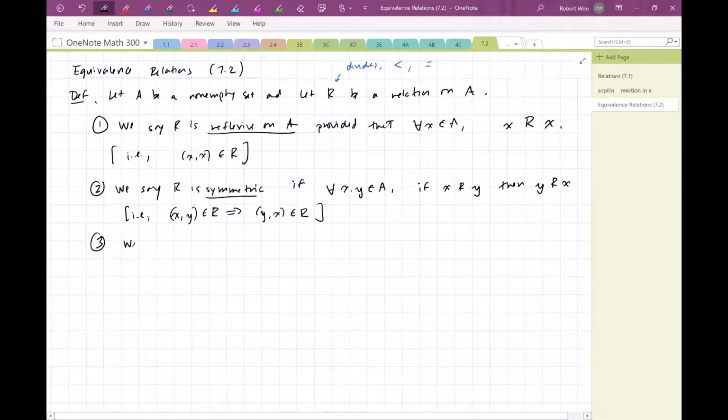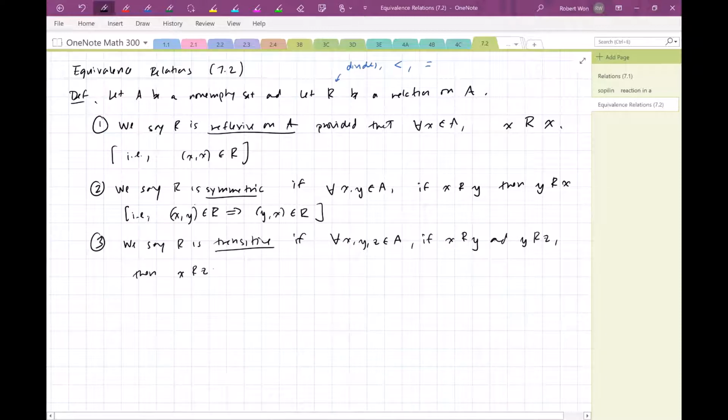3, we say that R is transitive if, maybe pause the video here and try to write down the definition before I do. If for all x, y, z in A, if x is related to y and y is related to z, then x is related to z. That is, if x comma y and y comma z are both in R, then x comma z is in R.